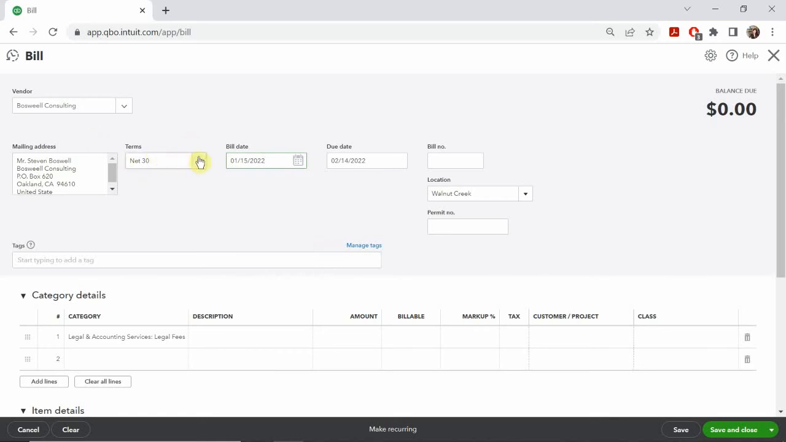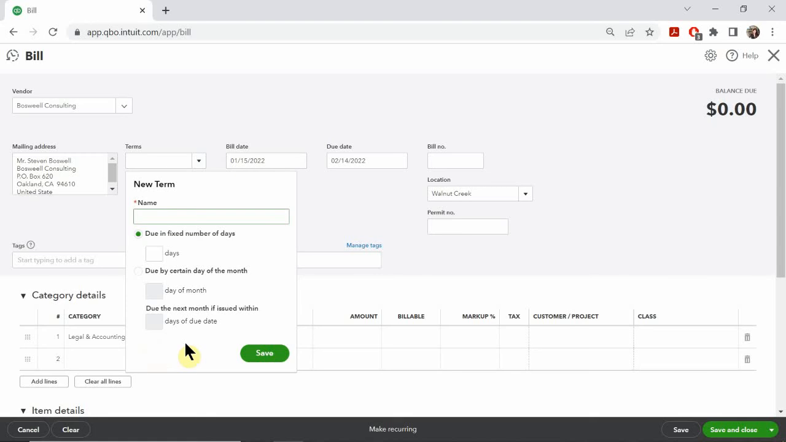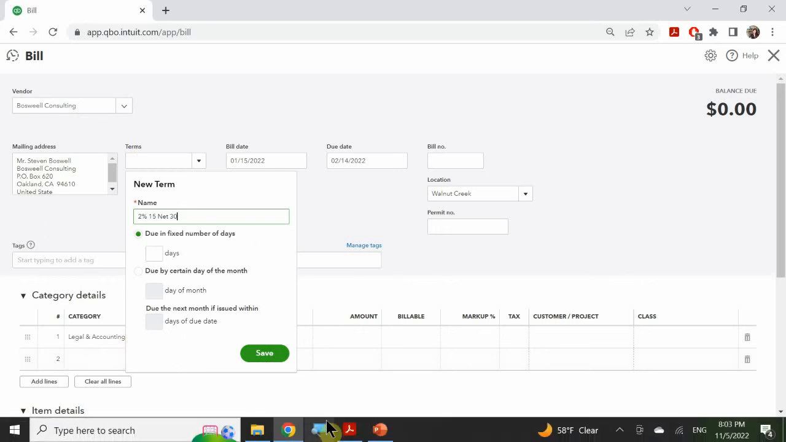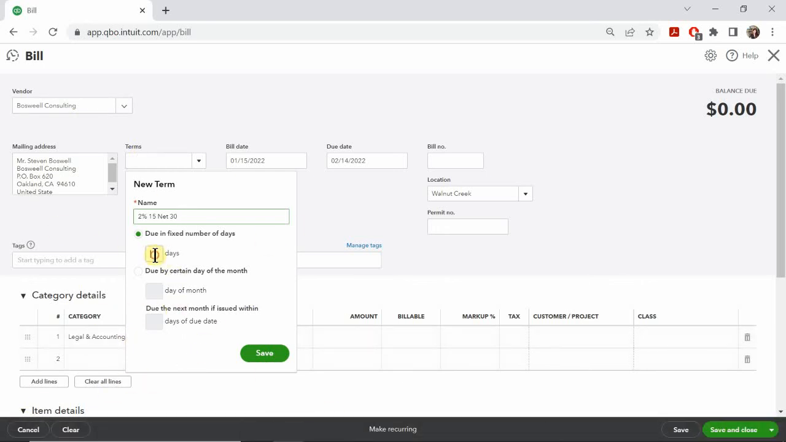Okay, and then now we're going to be entering in our terms. Now, if you remember in Stephen Boswell's profile, we left his terms blank. Why? Because we never created the terms to begin with for us to have the option to choose. So then let's go ahead and add a term. Okay? So what is this term title going to be? It's going to be a 2% discount if we pay within 15 days. If not, we're going to pay in 30. Okay? Now, in this case, it says due on a fixed number of days. Yes. And that's going to be 30.